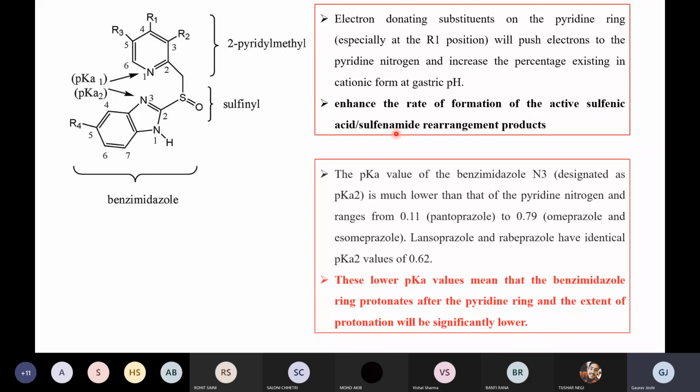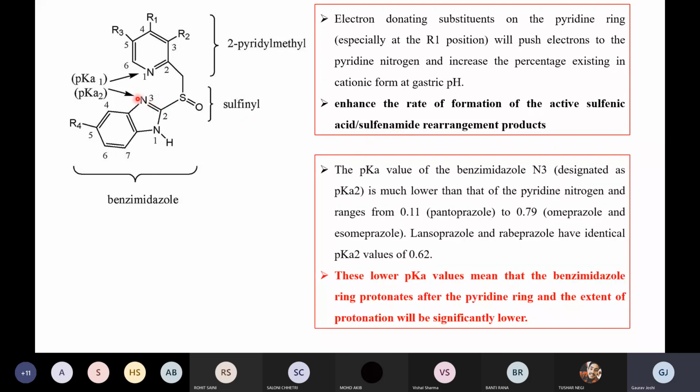Now the second thing is the second pKa, right? The pKa value of the benzimidazole N3, designated as pKa2, is much lower than that of the pyridine nitrogen. So what we are saying is that the pKa of this benzimidazole is less in comparison to the pKa of this pyridine ring. So a question is there now: if this nitrogen has a higher pKa in comparison to this, what will happen?